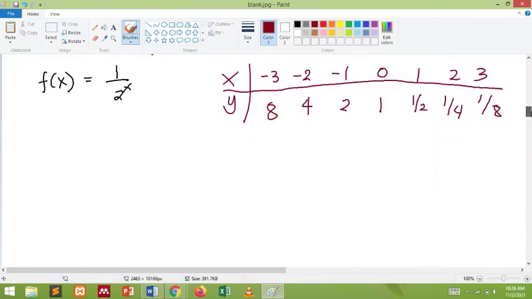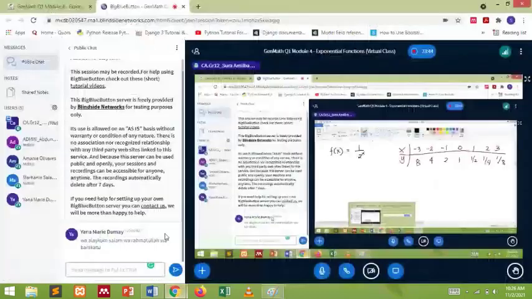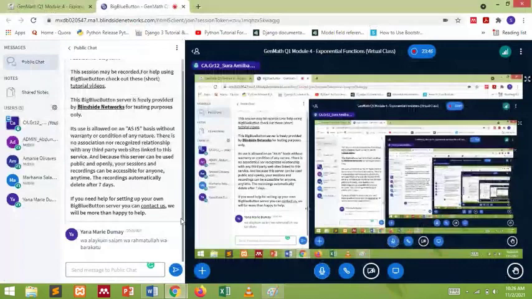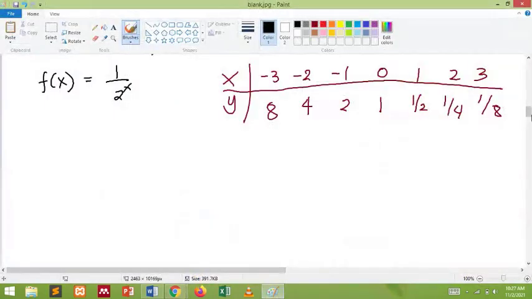Now, let's try to graph this one so that makita natin kung anong itsura niya. Meron bang nagsagot sa inyo? May idea ba kayo kung anong magiging itsura niya? Is it going to be a mirror of the graph of the function f of x is equals to 2 to the power of x? Or is it going to be a different type of reflection? Is it going to be reflected on the right side? Or is it going to be reflected downwards? What do you think? You can use the chat box for your answers.